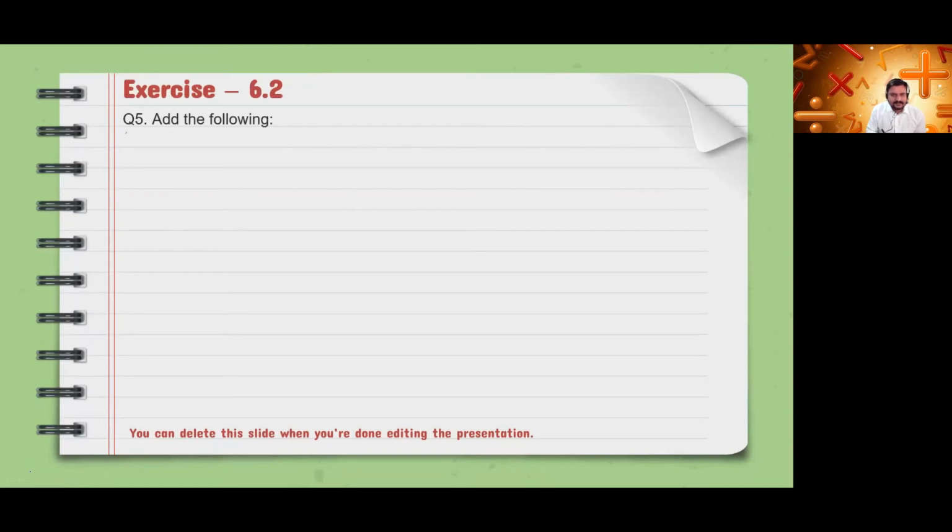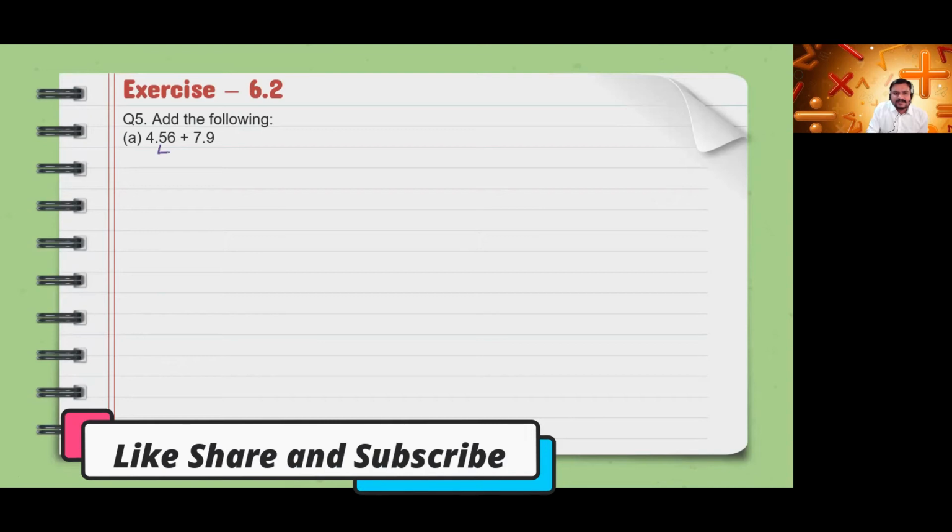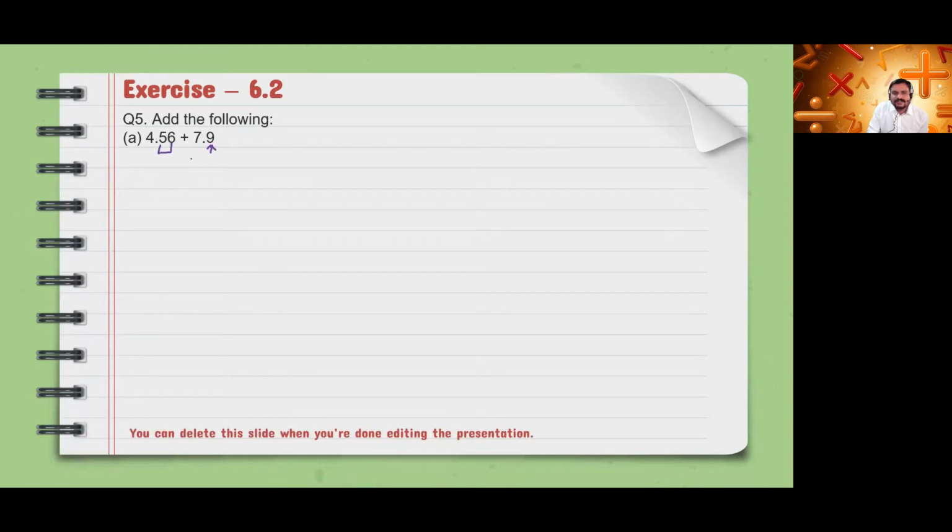Next question is add the following decimal values. Now see here 2 digits are there after the decimal point. Here only 1 digit is there. That means these two are unlike decimals. So first we will convert them into like decimals. So this will become 7.90. Now just do the addition.